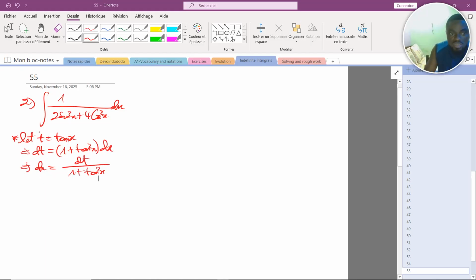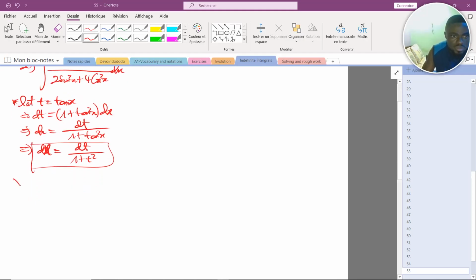But remember that your t was tan x. So this implies my dx will be equal to dt on 1 plus t squared. That's already my dx. The next step, we take tan x is equal to t, so this is t on 1, which is opposite over adjacent.